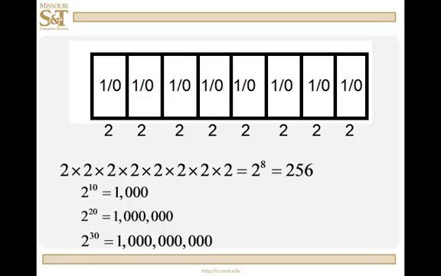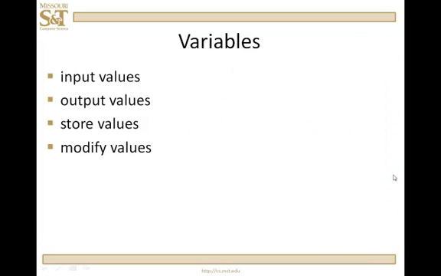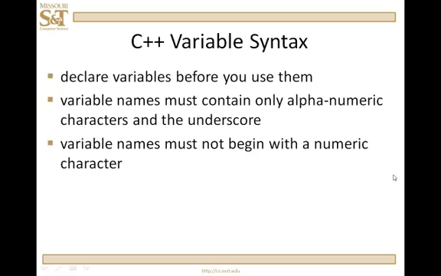What are variables used for? Inputting values, outputting values, storing and modifying values that you're going to use in the program. There are rules, syntax rules, that C++ demands. First of all, that before you use them, you have to declare variables. The standard is that all variables are declared at the top of the program, inside main at the top. And you want to declare your constants first and then your variables. You'll see this in example code to follow.